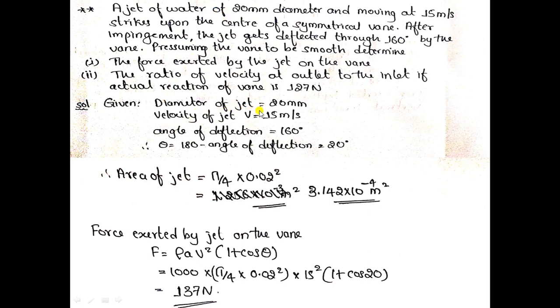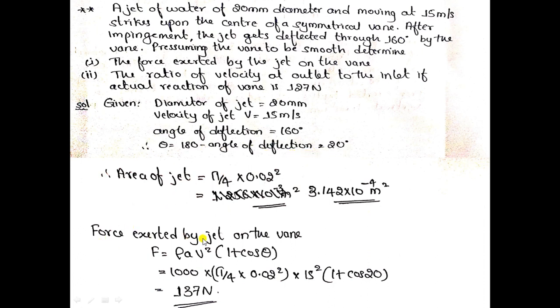Now, if you just go through the problem, you can come to know the direction. The diameter of the jet is given, which is 20 millimeters. Using this, we can find the area of jet, which is pi by 4 d square. So here the area of the jet has been calculated. The velocity of the jet is given, which is 15 meters per second. Angle of deflection is 160. So you can find theta. Theta is nothing but 180 minus angle of deflection, which is 20 degrees.